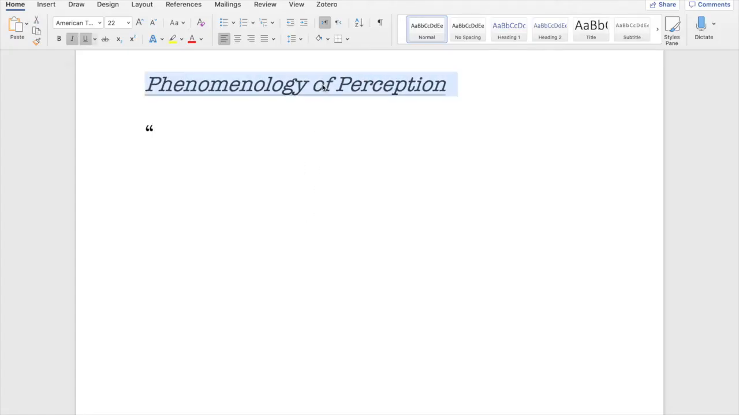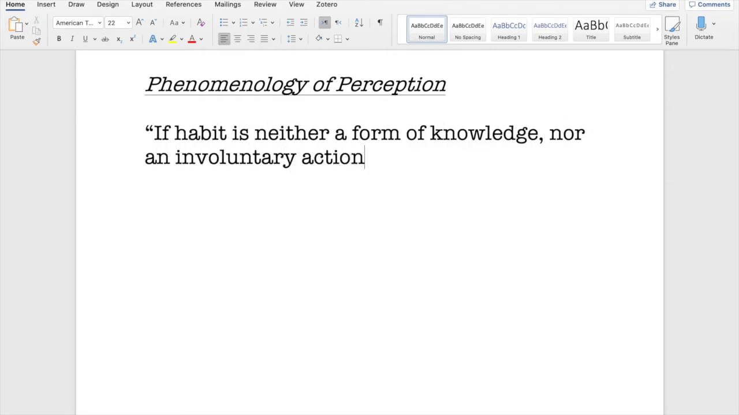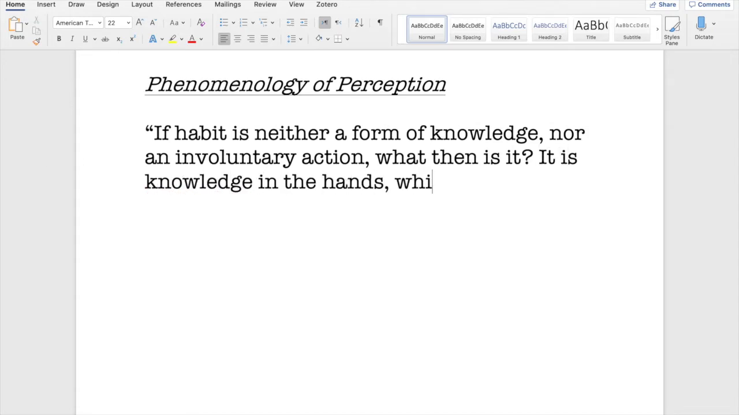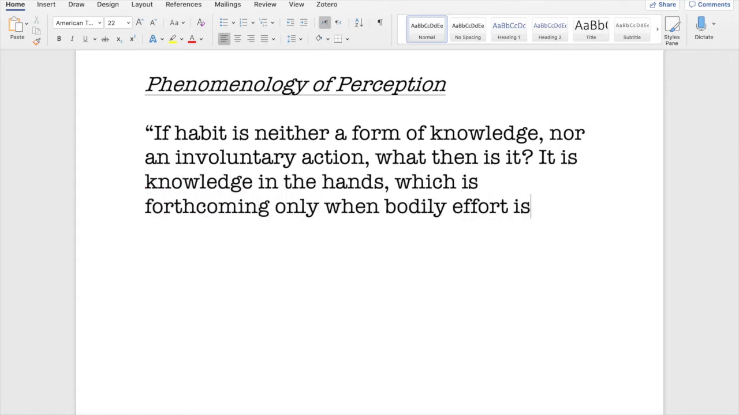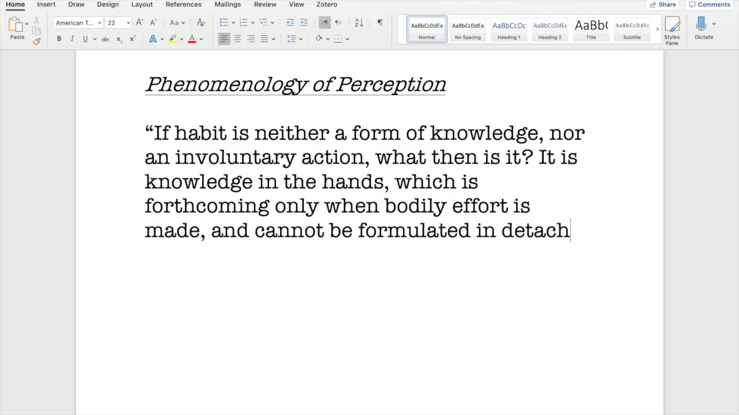This phenomenon isn't also something that's philosophically new. From a phenomenological perspective, the French philosopher Maurice Merleau-Ponty famously talked about typing on a typewriter in the same exact way. He stated in his 1945 magnum opus, The Phenomenology of Perception, "If habit is neither a form of knowledge nor an involuntary action, what then is it? It is knowledge in the hands, which is forthcoming only when bodily effort is made and cannot be formulated in detachment from that effort."